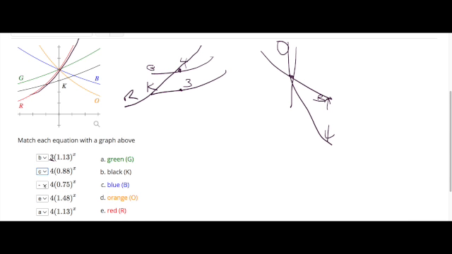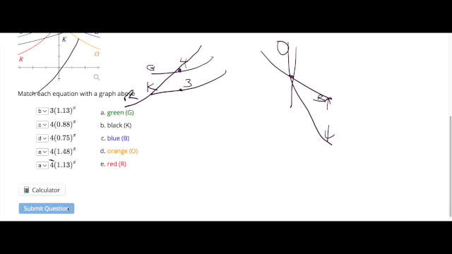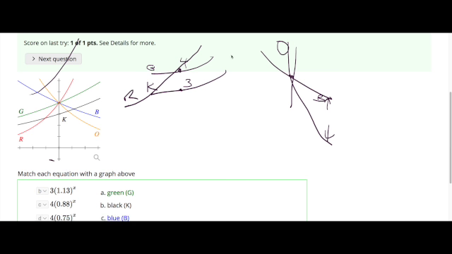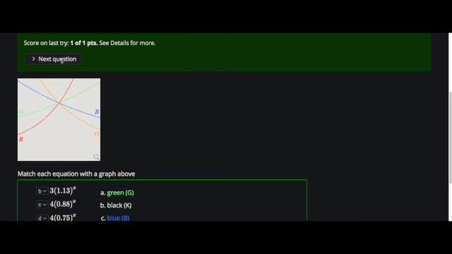And that, by process of elimination, leaves us with the only other one that's left, which is orange. And that's our answer for this problem. So that's what we're going to submit. And when we do that, we're going to be done. We got that right. So we're going to move on to the next one.